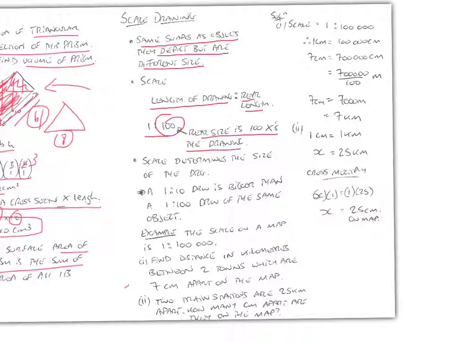So scale determines the size of the drawing. So a 1:10 drawing is bigger than a 1:100 drawing of the same object. Okay, so if you're drawing a building and you use a 1:10 scale, then you need a pretty big piece of paper because any measurement on that paper at 10 times that is the wall or the window or the whatever. Okay, well here's an example then.